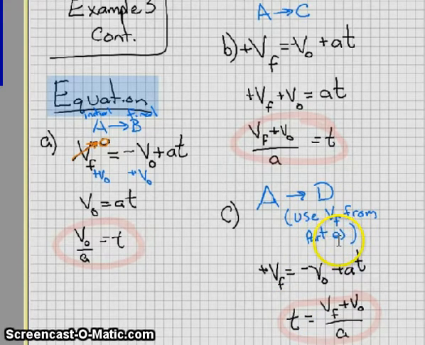Now there is another way to do this, and I will talk about that a little bit at the end. But this is just one way. Remember, there's always more than one way to solve these things. Let's move on to part D.